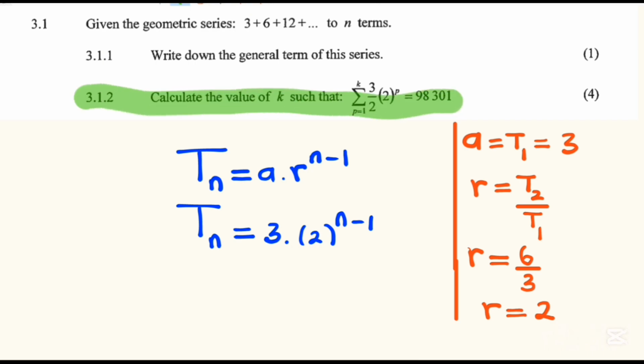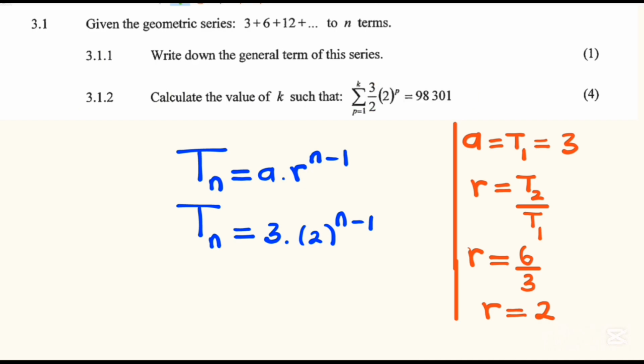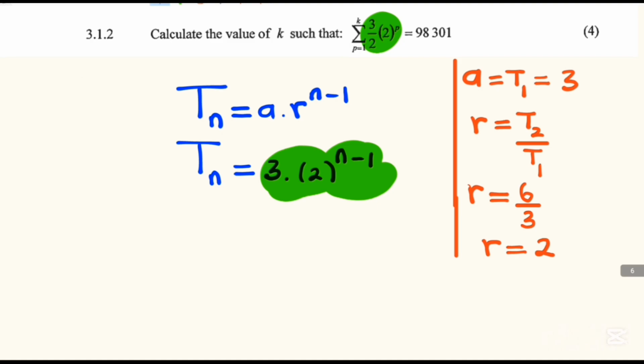Question 3.1.2, we calculate the value of k such that the sum from p is equal to 1 up until k of 3 divided by 2 multiplied by 2 raised to the power p is equal to 98,301. We have to realize that the Tn inside the summation is just the same as the general term of the series that we just determined, this one. So let's simplify this Tn.